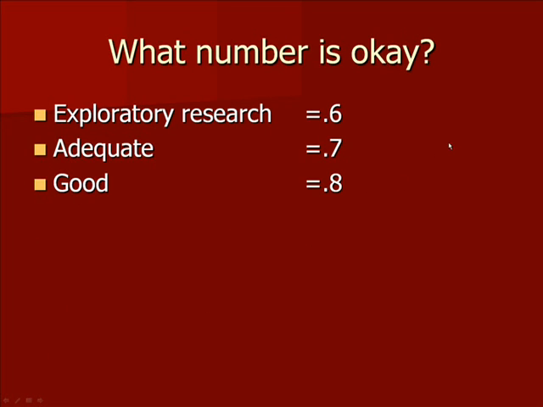Okay, people always ask, well, what number is okay? Well, it depends on what you're doing. If it's exploratory research, if it's the first time an instrument has ever been used, the reliability coefficient can be as low as 0.6 and still be okay. If it's something that's been used before and you're rechecking it, then adequate reliability is a 0.7, good reliability is a 0.8. So if this is an existing survey that you're going back to check to see if it's still reliable and you get a reliability coefficient of 0.55, that's not okay. You don't want to use that. That means that over time that instrument has become less reliable.